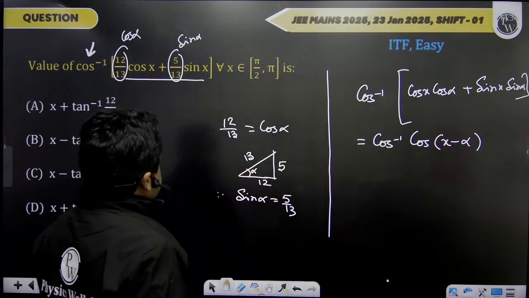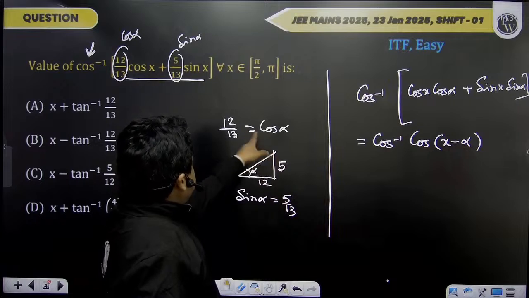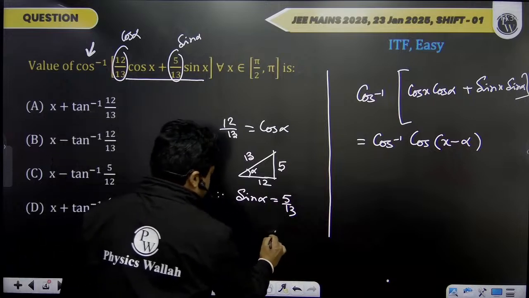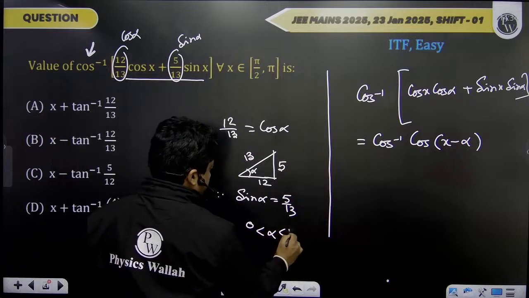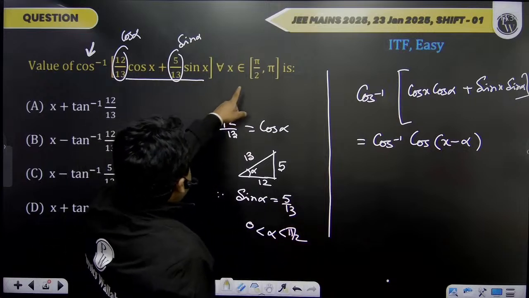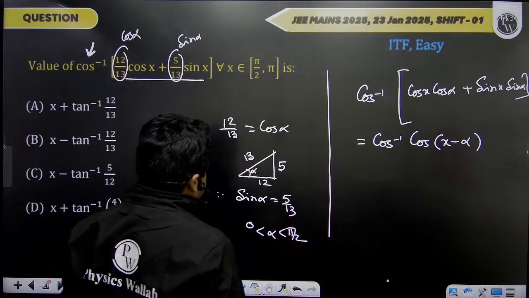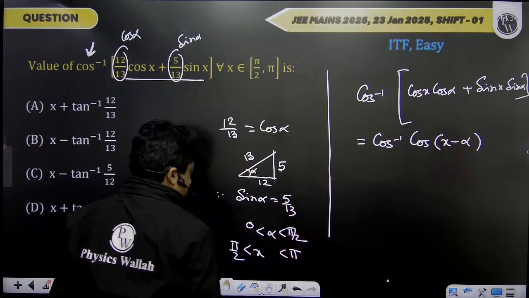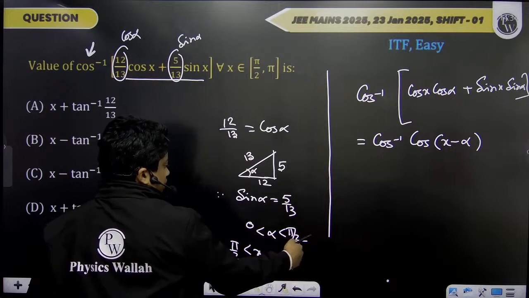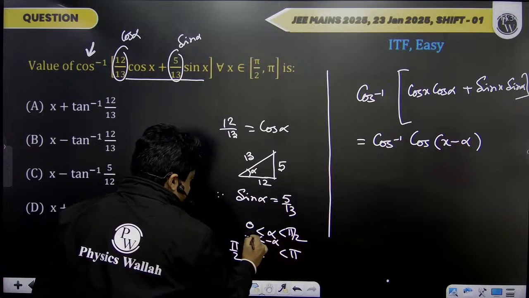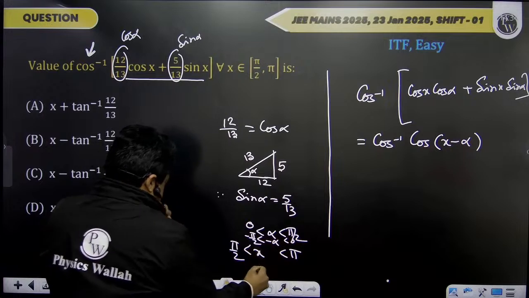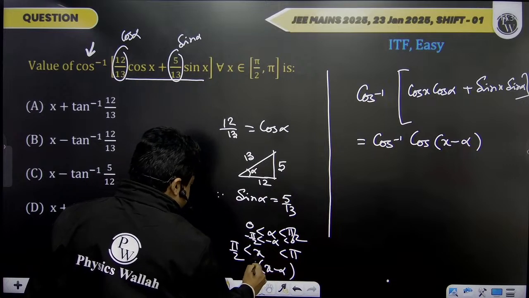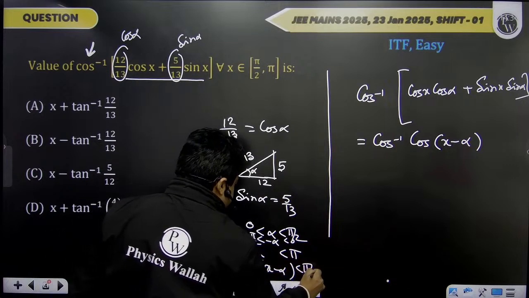Now, since my sin alpha equal to 5 by 13, cos alpha equal to 12 by 13, both are positive, that means the alpha angle is in the first quadrant. So I can say that alpha is in between 0 to pi by 2. Alright, and x they have given as pi by 2 to pi. So x is in between pi by 2 to pi. So minus alpha is in between minus pi by 2 to 0. So if I add this, my x minus alpha will be in between 0 to pi by 2. 0 to pi by 2 means once again it is in the first quadrant.